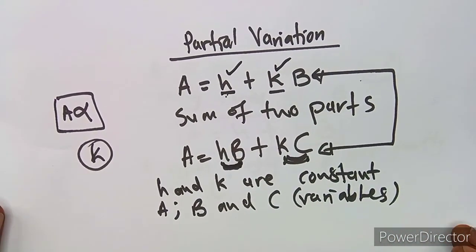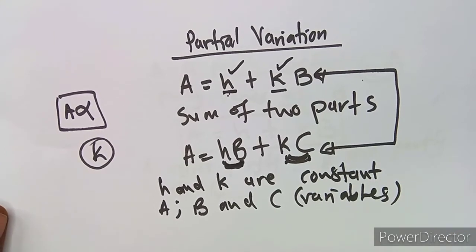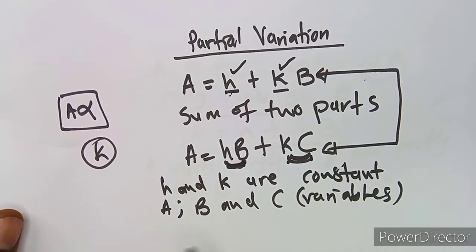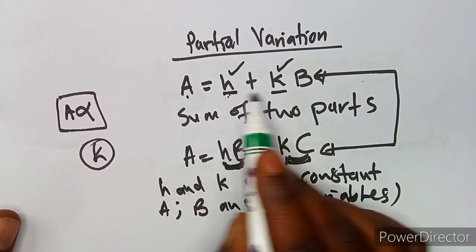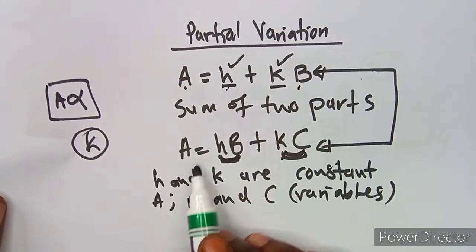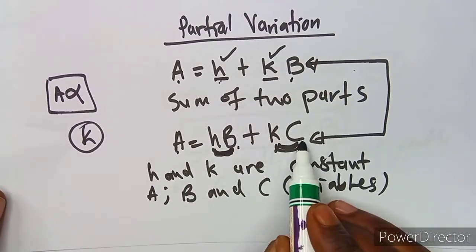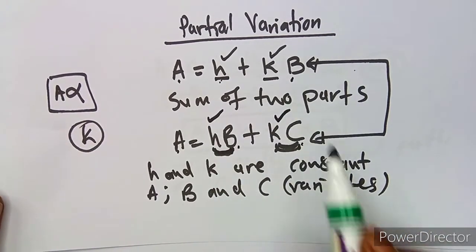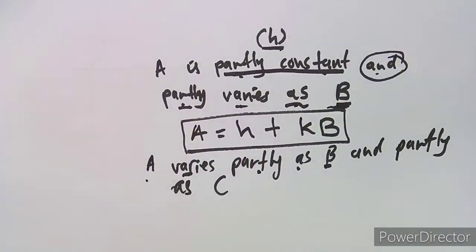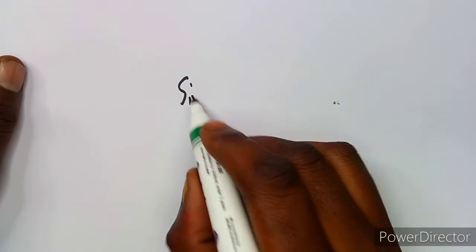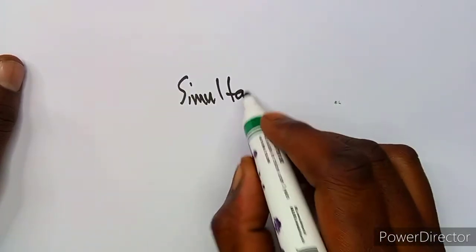So you must find the value of h and also find the value of k, so that you're going to have a relationship between a and b, or a relationship between a, b, and c. You have to find the value of h and k. Since these are two unknown values, definitely there is no way to solve this other than to apply simultaneous equations.